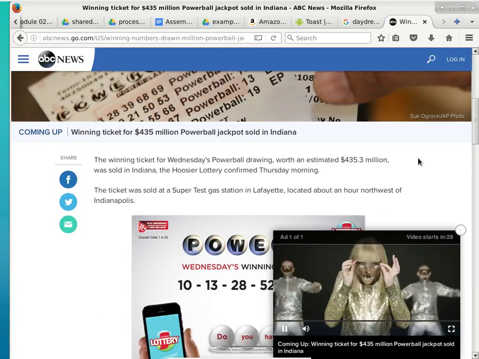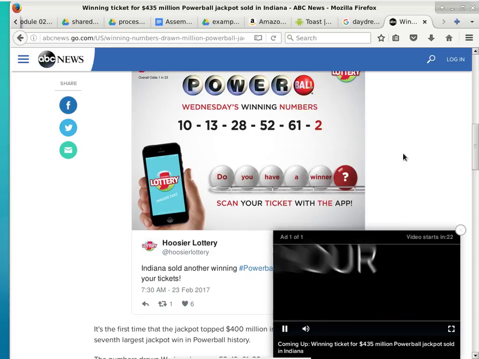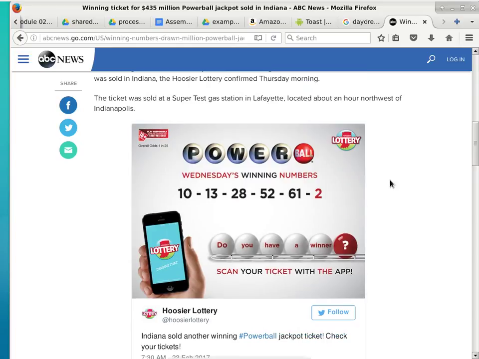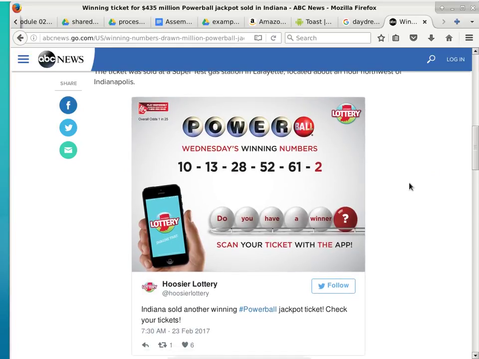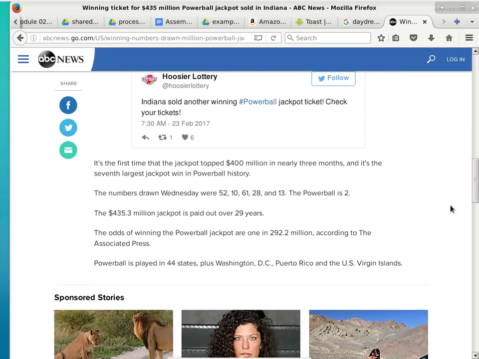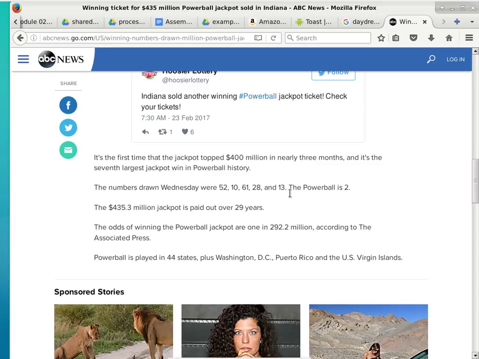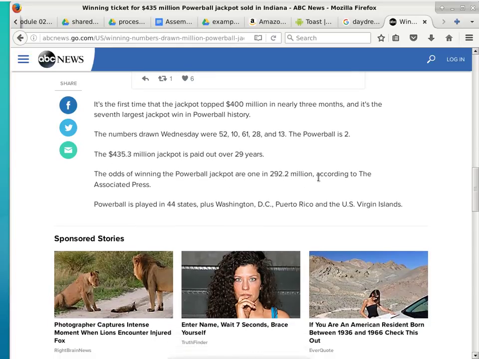So this is Powerball, and we'll talk about Powerball today. How do you know the probability of winning in Powerball? They give you the chances already, but how do they come up with that number? That is what we're going to work with, okay? So the Powerball numbers are 10, 13, 28, 52, and 61. And the special number is 2. So the odds of winning is 1 in 292.2 million.